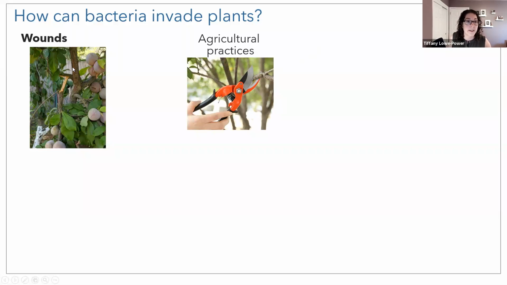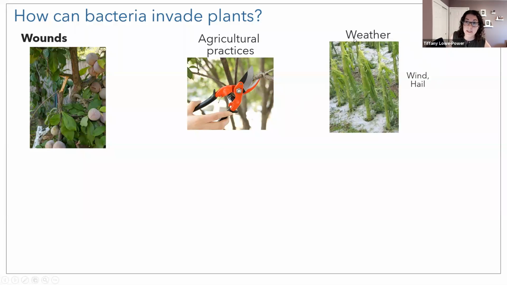So in order to get our plum tree to grow the right way, we should prune it. And so our pruning shears can be a great way to introduce bacterial pathogens into the tree. So it's important to sanitize pruning shears between cuts in order to reduce the movement of potential pathogens around your orchard or even your tree.